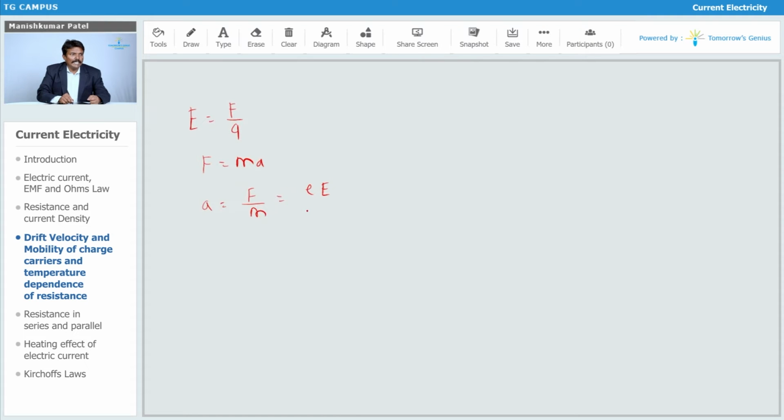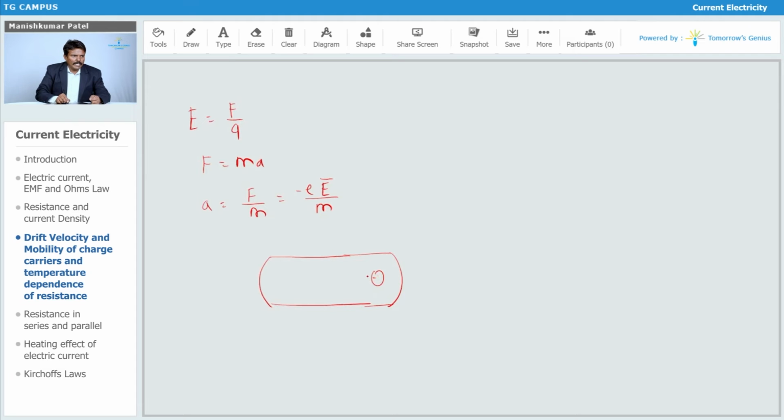So this is how I can write down the acceleration: E upon m. Since the electron has a negative charge, all of them will get accelerated towards the positive terminal. Now while moving from one end to the other, as I told you, they are going to collide randomly.